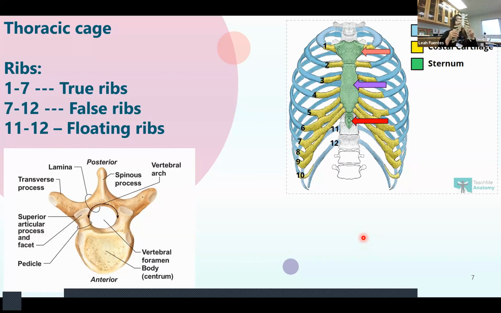This long part is the sternal body, but I'm pretty sure they just accept sternum. That's usually what they do. And then this bottom portion, the red arrow, is the xiphoid process. You will need to know all 3 of these. So manubrium, sternal body or sternum, and then xiphoid process.